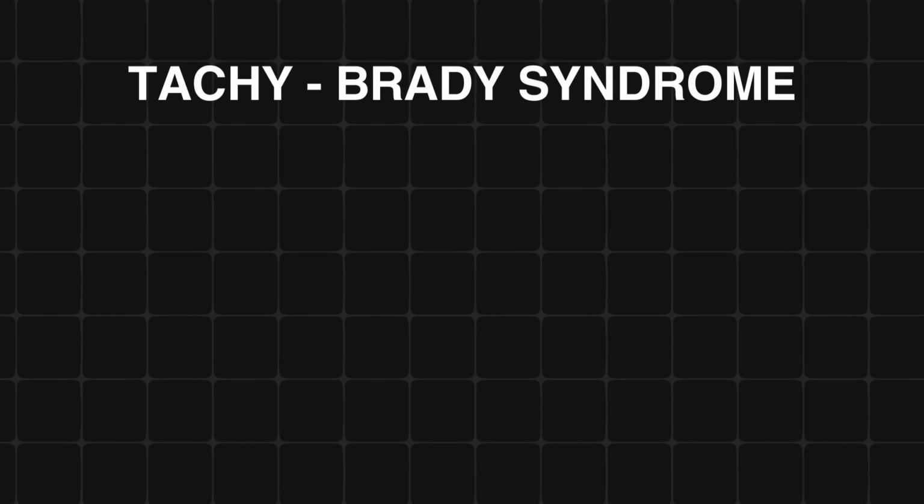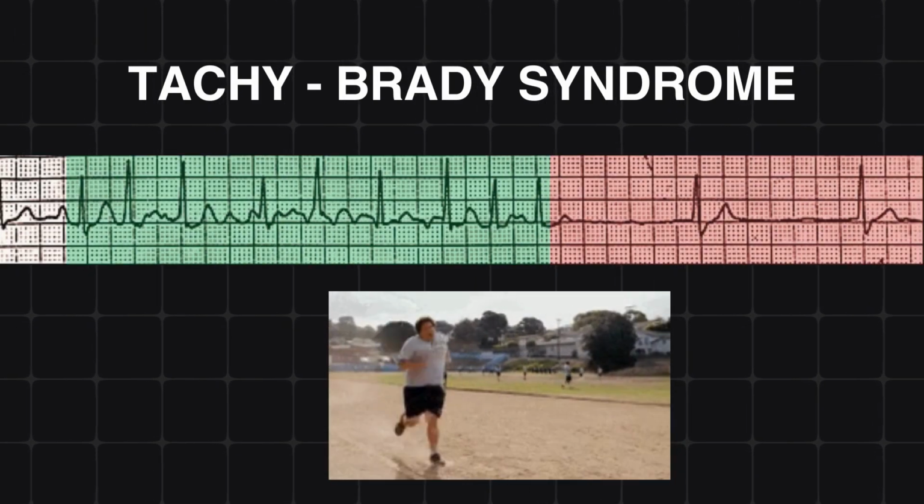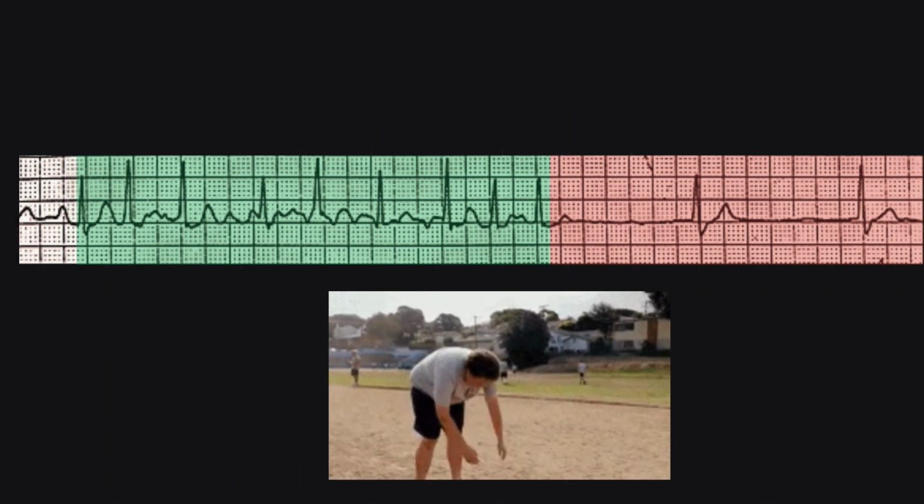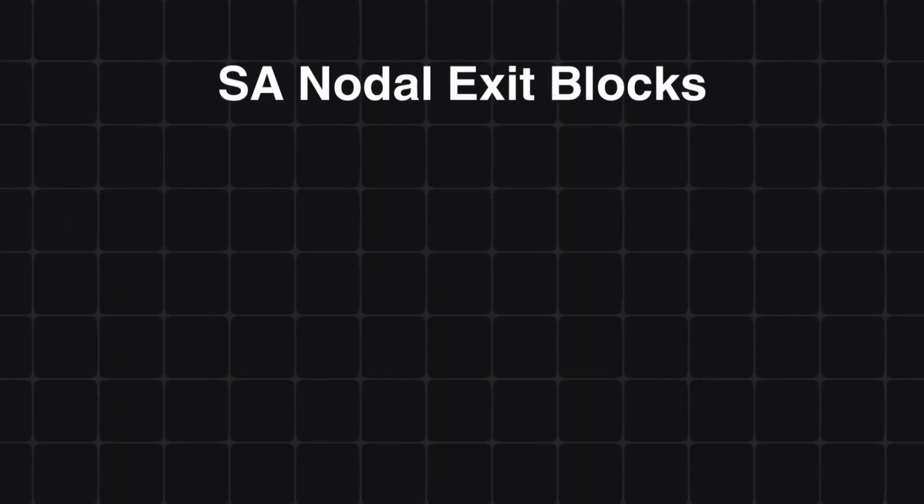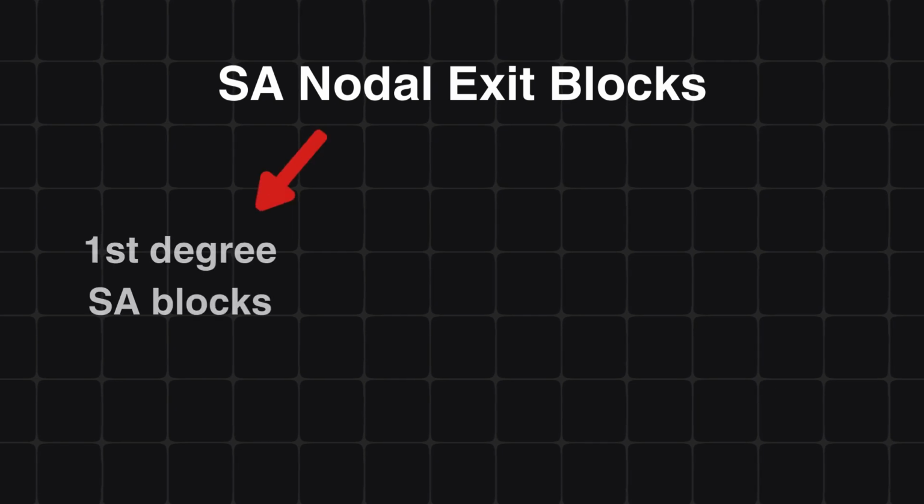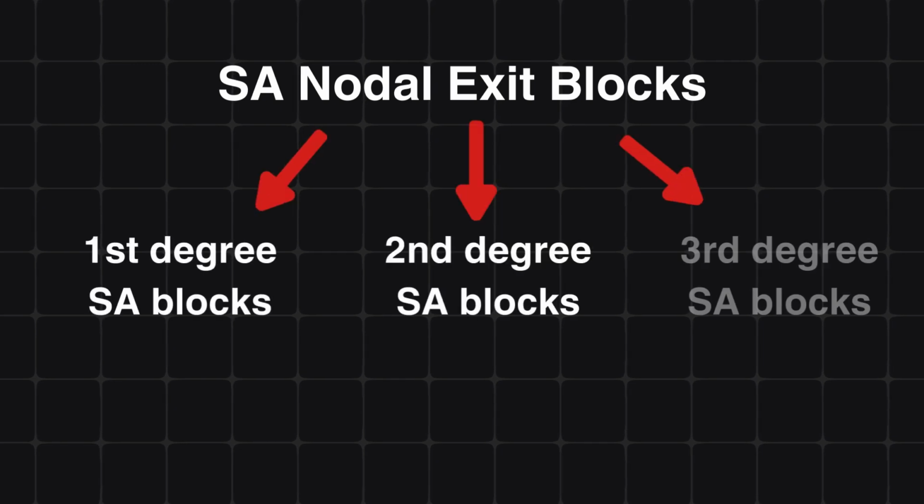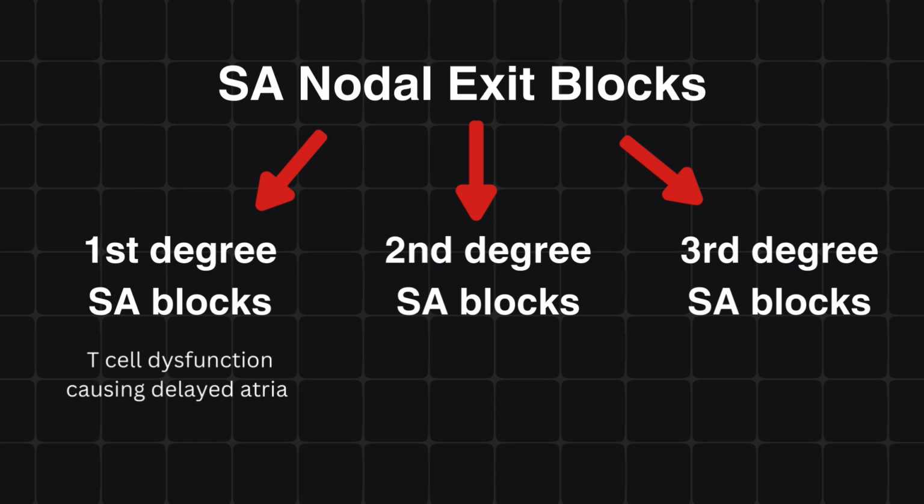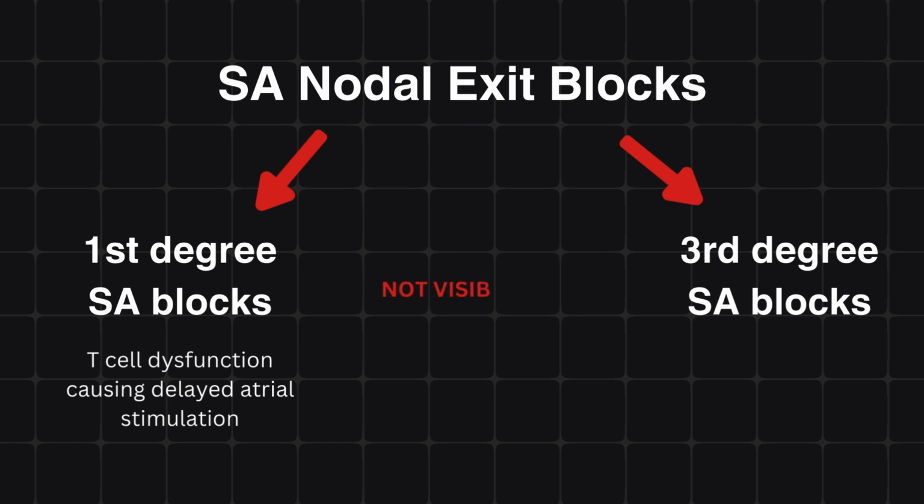In tachy-brady syndromes, there will be runs of tachycardia followed by a long sinus pause. Now let's look at SA nodal exit blocks. Similar to AV nodal blocks, these are also of 3 types: first degree, second degree, and third degree SA nodal blocks. In first degree sino-atrial block, there is a delay between impulse generation and impulse transmission to the atria. Since we can only interpret atrial depolarization in an ECG, first degree SA nodal blocks are not visible in ECG, and require electrophysiological studies for diagnosis.